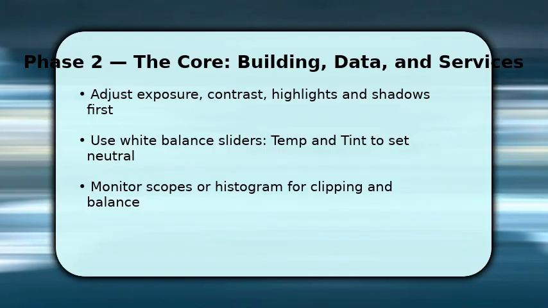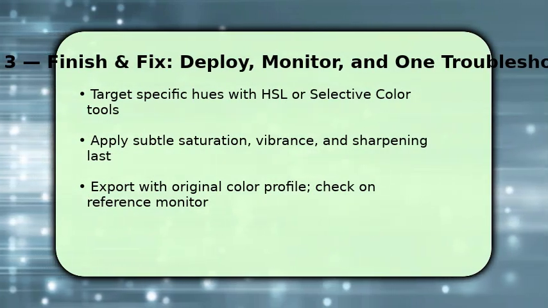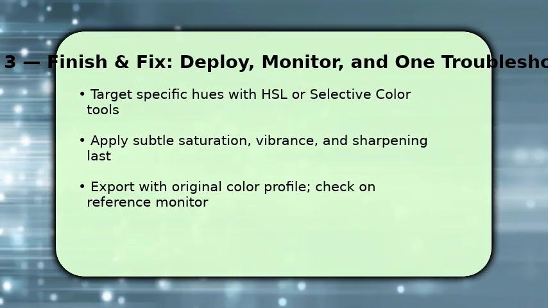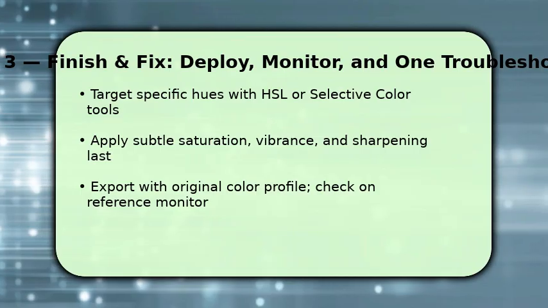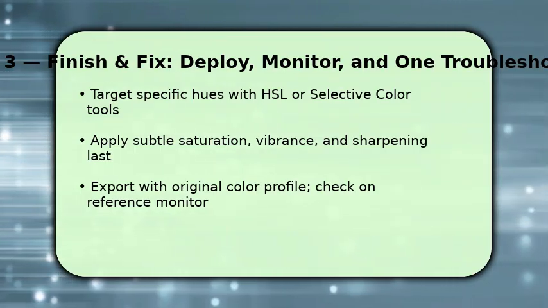Next, you perform secondary corrections. Isolate skin tones, skies, or specific colors with HSL or selective color tools to refine hue, saturation, and luminance. This fixes problems without wrecking the whole image. Once satisfied, add gentle sharpening and a small global vibrance or saturation boost to taste.